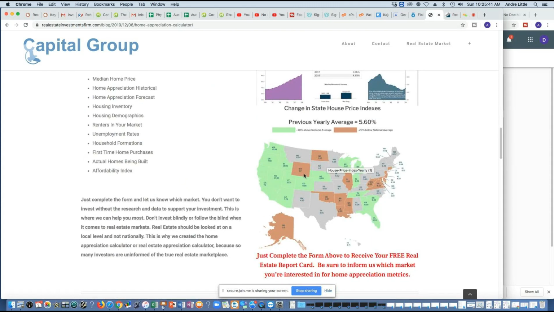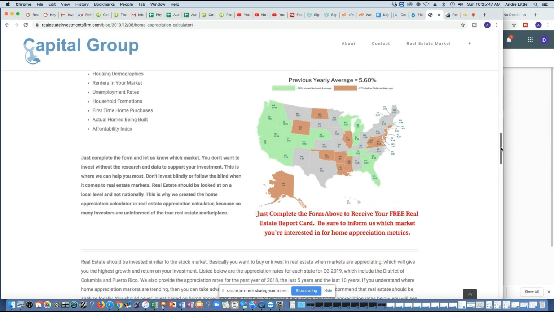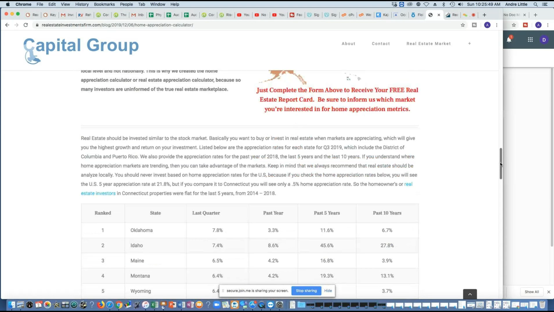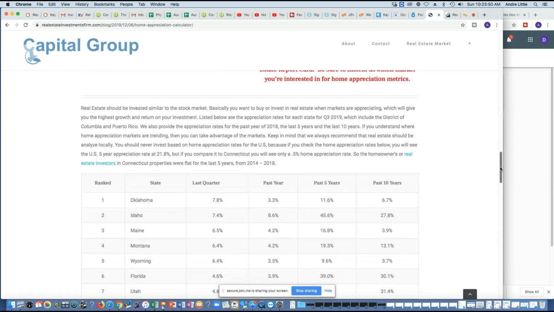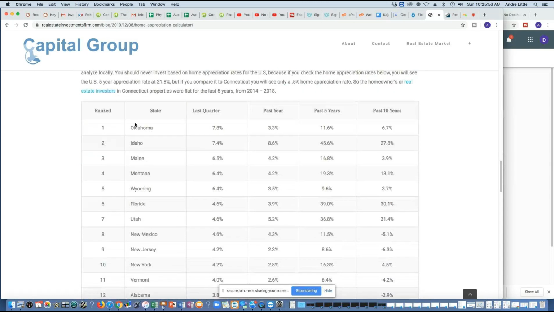This here is pretty much a state map of all the areas of real estate that have been appreciating and growing very well. You see all the green states. This is statewide. Remember, you should not invest statewide, though. It should be locally. Now we get into the numbers, the data. As far as the top rankings for real estate, this is based on Q3, so this is basically going from the third quarter of 2019.